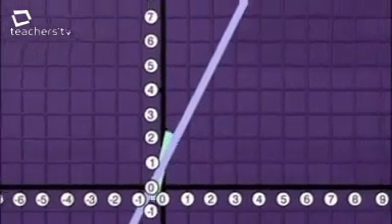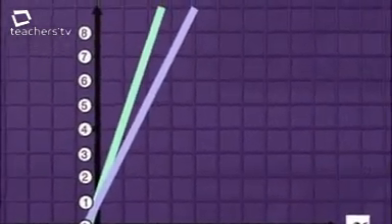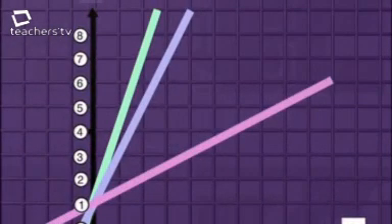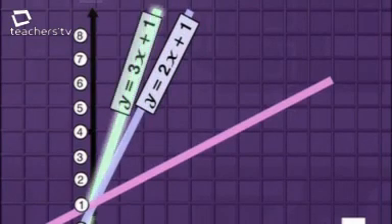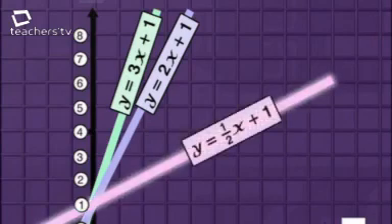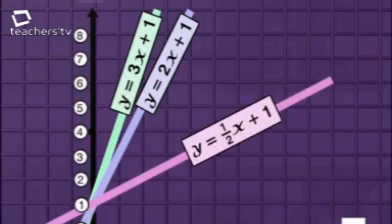If c stays the same, but m changes, see what happens. This is y equals 2x plus 1, y equals 3x plus 1, and y equals a half x plus 1. The lines all cross the y-axis at the same point, but the gradient changes.